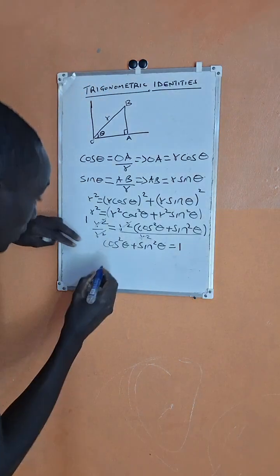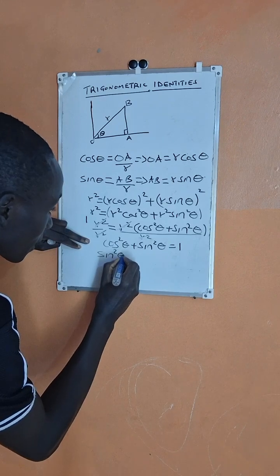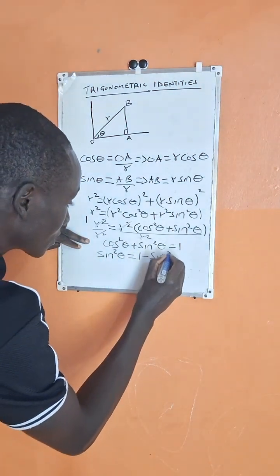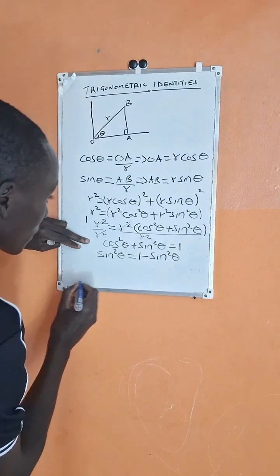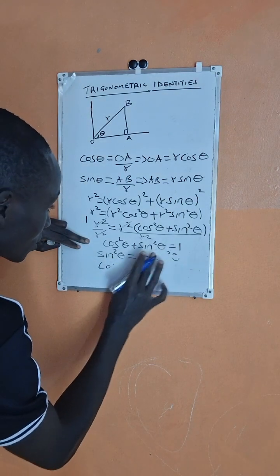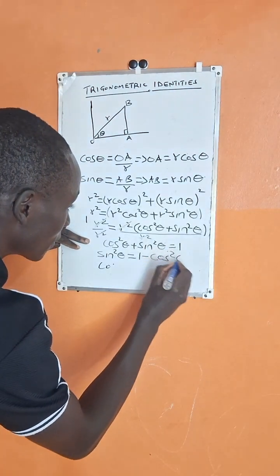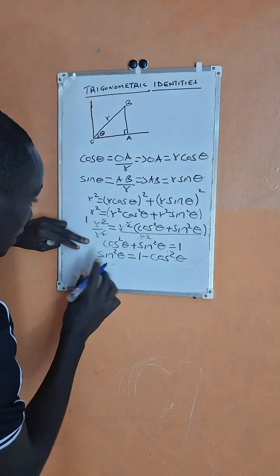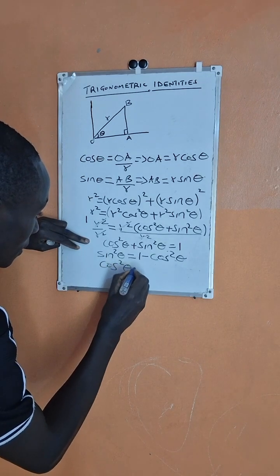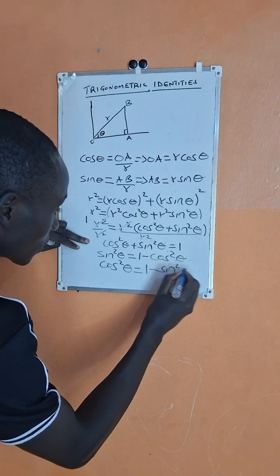The second one, we can say sine squared theta is equivalent to 1 minus cos squared theta. We can also say cos squared theta is equivalent to 1 minus sine squared theta.